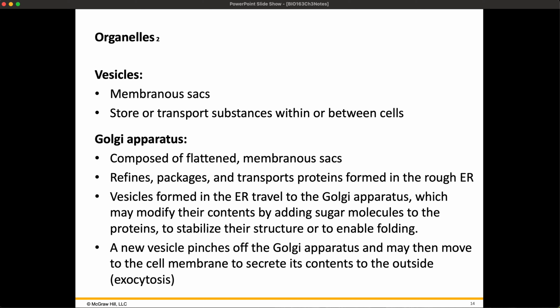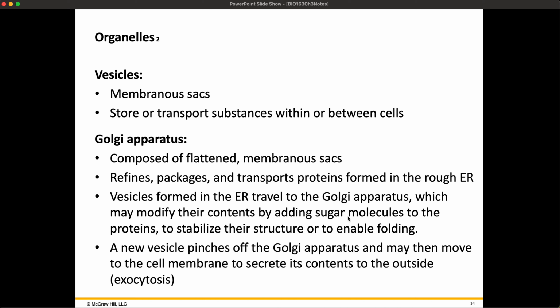And so your rough ER are going to make your proteins. They send them to the Golgi apparatus, where it does some refining and packaging up, putting things in those vesicle type structures. And they get sent throughout the cell or outside of the cell. You can see vesicles formed in the endoplasmic reticulum take them to the Golgi apparatus.